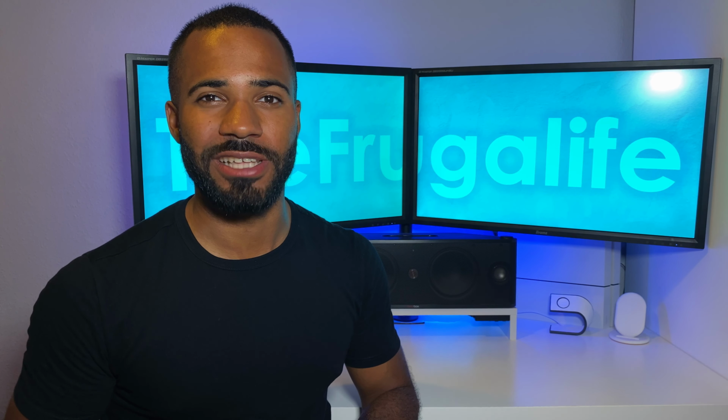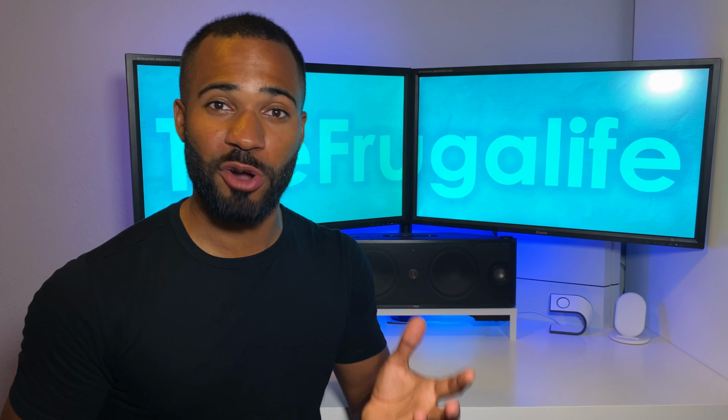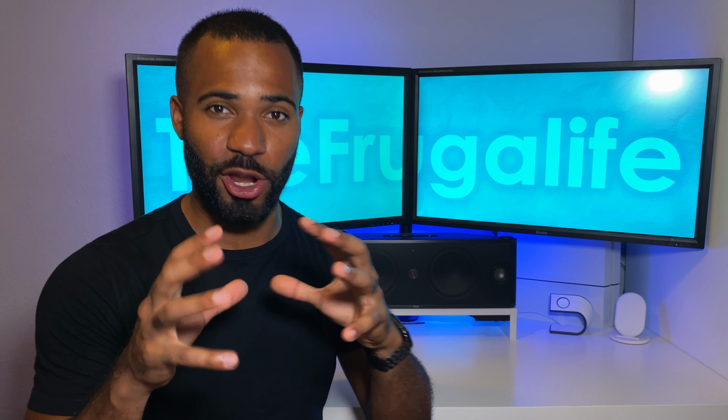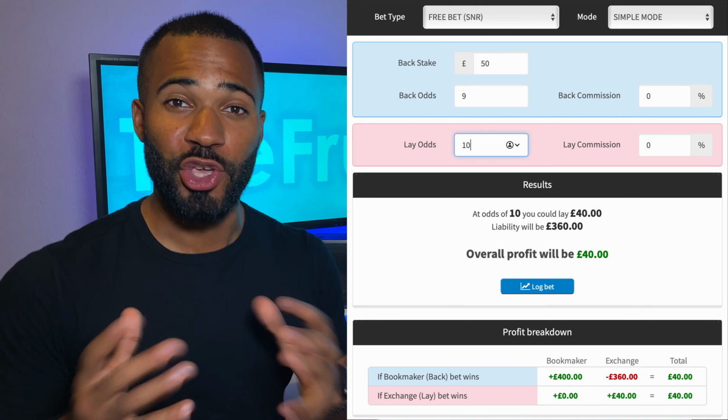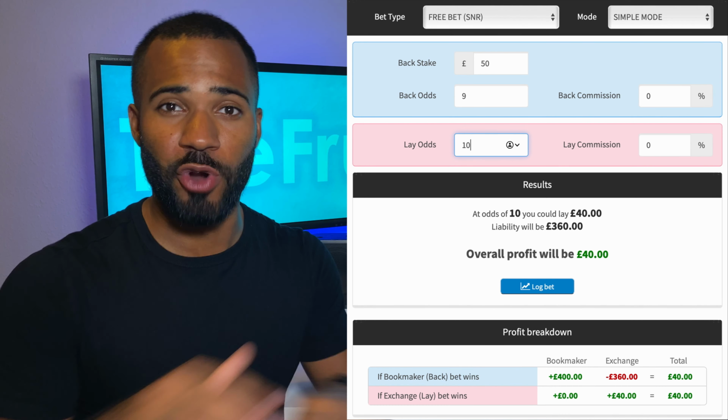Let's say that you have a lovely £50 free bet that you're ready to turn into profit. You find a bet which has back odds and lay odds that are both high and close together. Back odds of 9 and lay odds of 10 is a good example of this. You'd be able to place your free bet at the bookmaker with no problem. It's a free bet, assuming the terms and conditions don't say otherwise, with the maximum odds or anything.